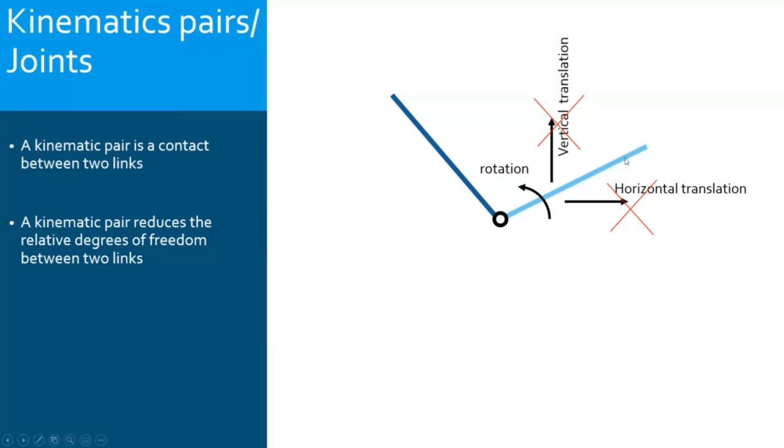However, if I rotate the right bar, there is no motion transferred here. Why? Because the rotation is allowed. It is completely free for the right link, the right bar, to rotate about the left one. But it is not possible for the left link to move horizontally or vertically in a translation independently of the second one.